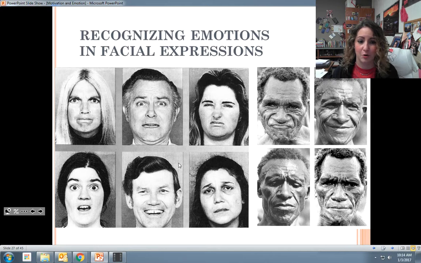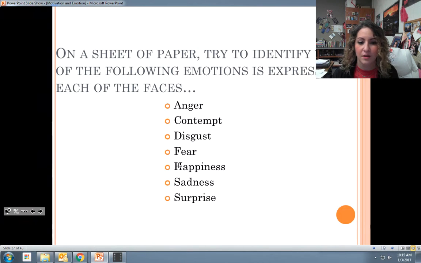These are pictures of emotions that are universal. The following are trying to identify anger, contempt, disgust, fear, happiness, sadness, surprise.